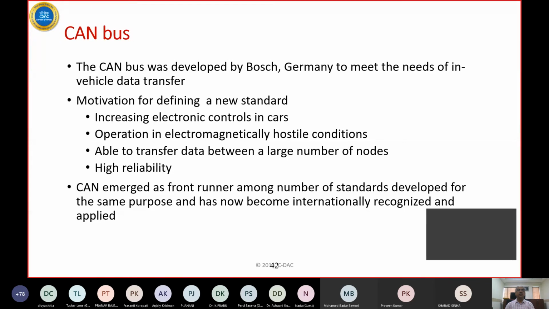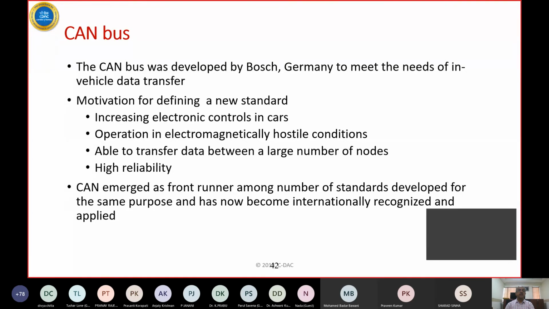And the reason I'm telling you this is because electronics started invading electromechanical devices like a car, and there was a need felt for transferring data from the various nodes present inside the car. So why did they not use an existing standard like RS-232, or anything that existed at that time? Why did they want to define a new standard?